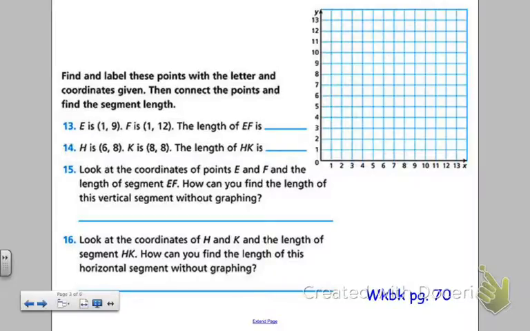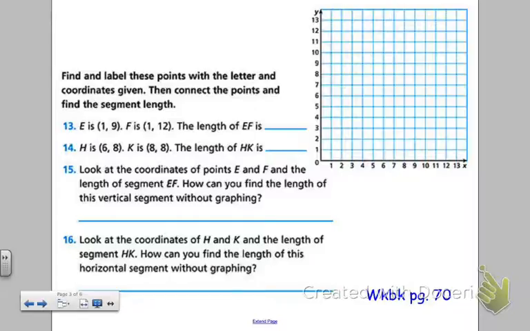Okay. Now, in the workbook, you're going to have lots of opportunities to draw your own polygons and find perimeter and find the area. But I want us to look at workbook page 70 right now. This is something I really want us to focus on. We're going to do numbers 13 through 16 together. Find and label these points with the letter and the coordinates given. Then connect the points and find the segment length.